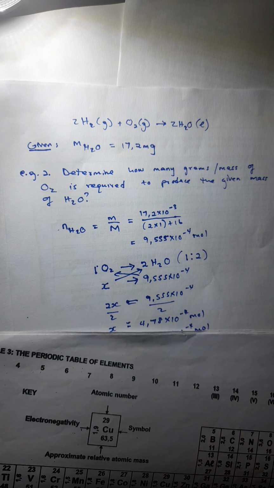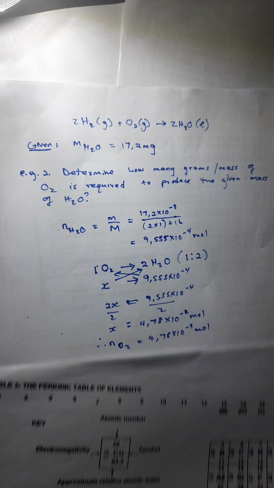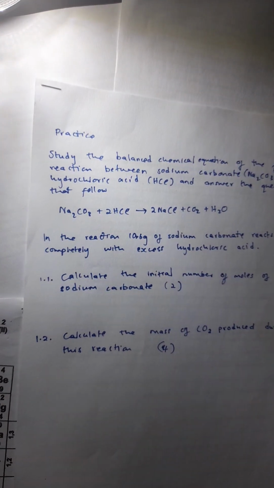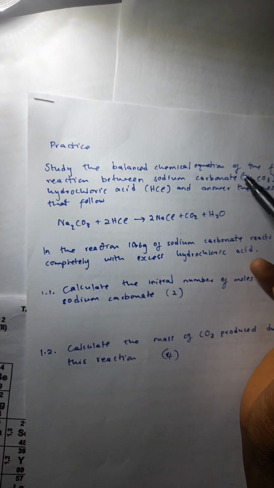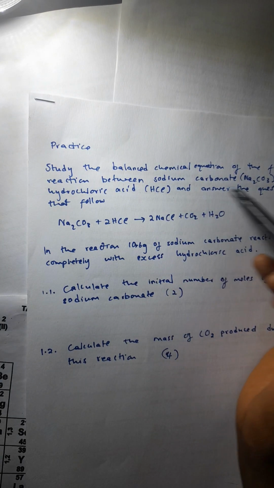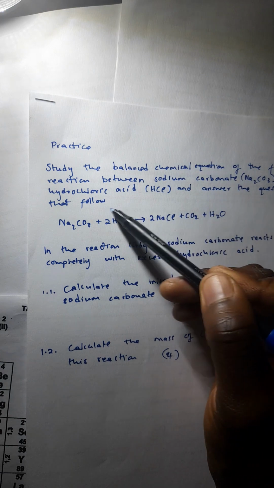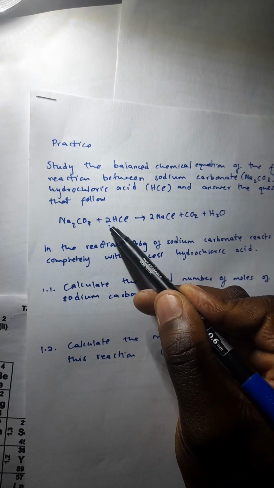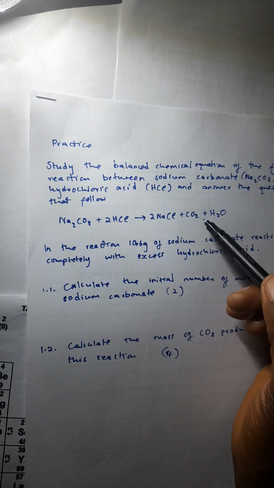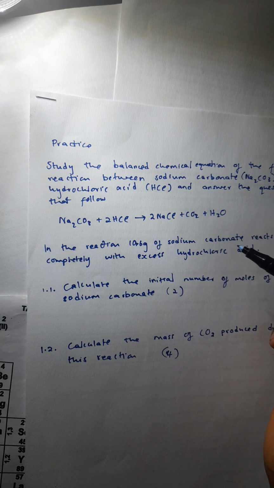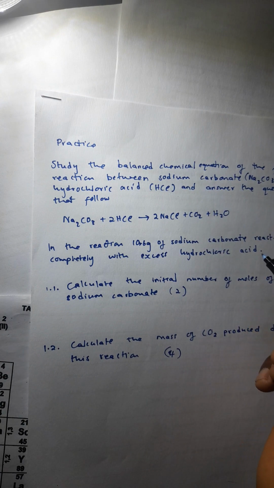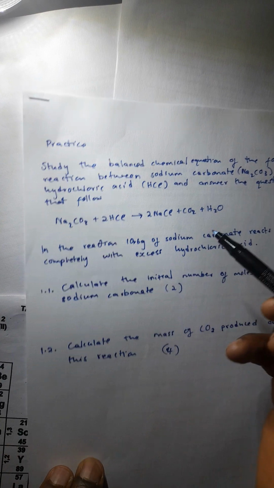Now, let me just give you something to practice. Study the balanced chemical equation for the following reaction between sodium carbonate and hydrochloric acid, and answer the questions that follow. Sodium carbonate reacts with hydrochloric acid to give you sodium chloride plus carbon dioxide plus water. You can see there's a gas that is formed, and you will learn about types of reactions maybe later on. Now, let's read this equation.